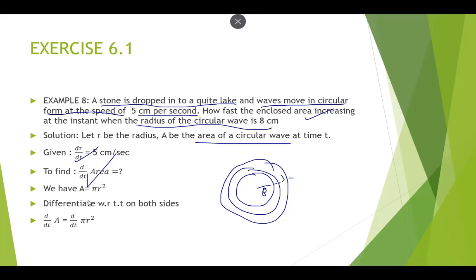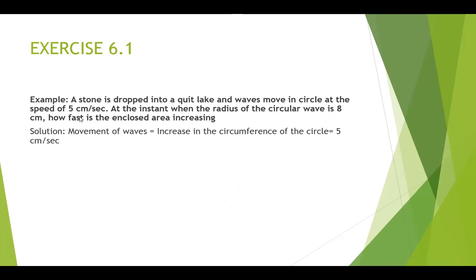Again, I make use of the formula A equals pi r square. Differentiate with respect to t. We get dA by dt is 2 pi r into dr upon dt. Okay, r is 8, dr upon dt is 5. So we get it as 80 pi square centimeters per second.